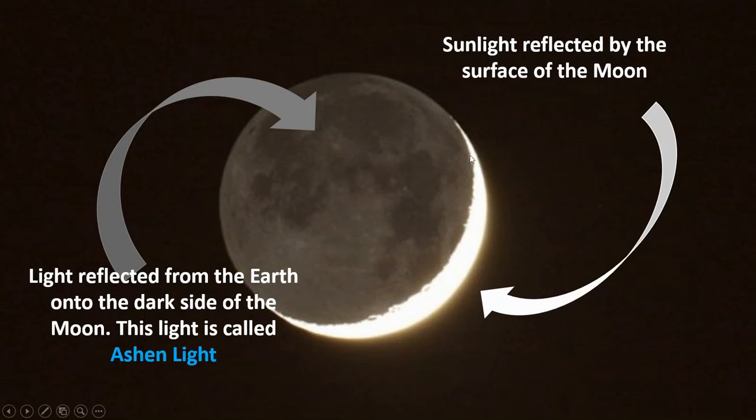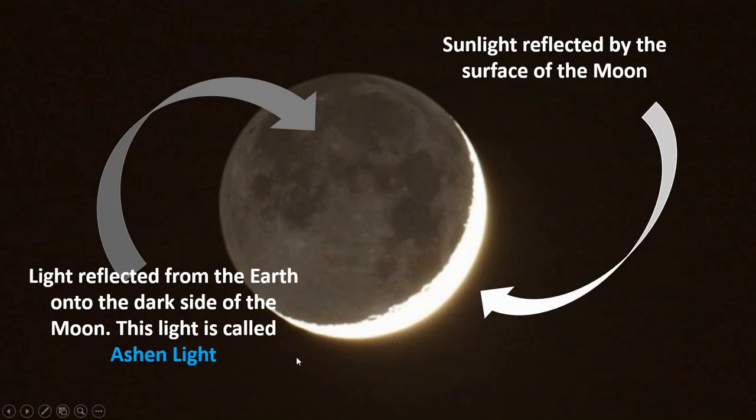Well, this bright part here is sunlight reflected by the surface of the moon. So this part is very bright. But we can see this part here is also slightly lit up. Well, this is the light reflected from the Earth onto the dark side of the moon. And this light has a name. This light is called ashen light.